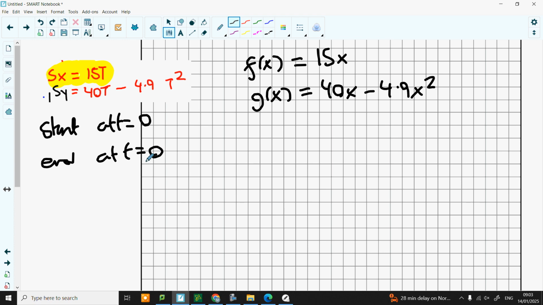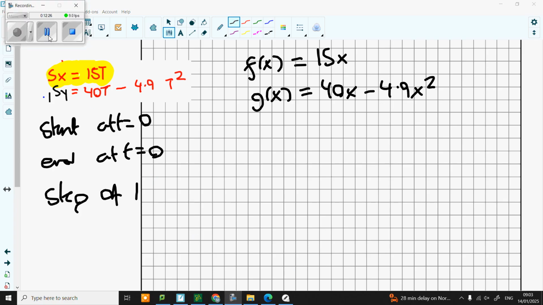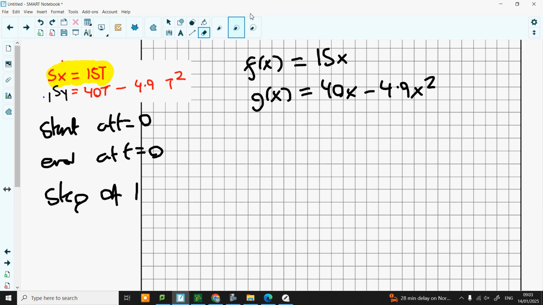And at t equals 10, I mean. And then you're going to do a step of 1. And you're going to get me both tables. Does anybody not know how to do that? I'm liking this. Now, here we go. Somebody's going to sort me out with the table now.